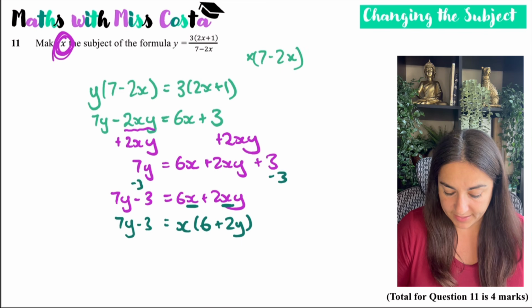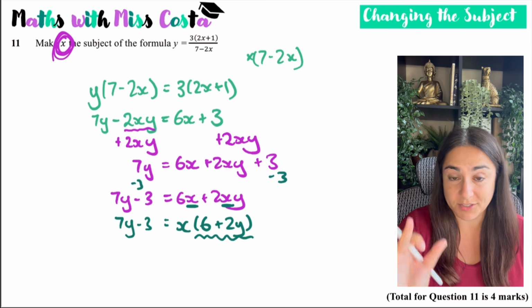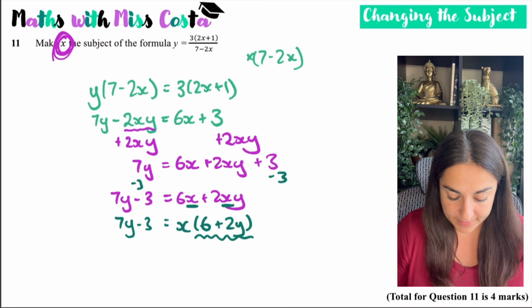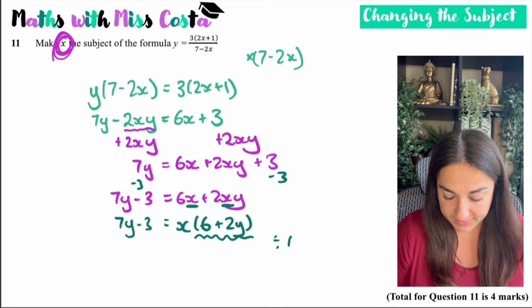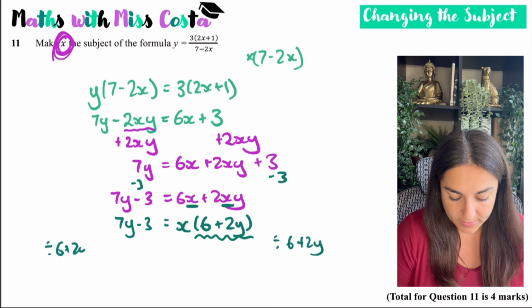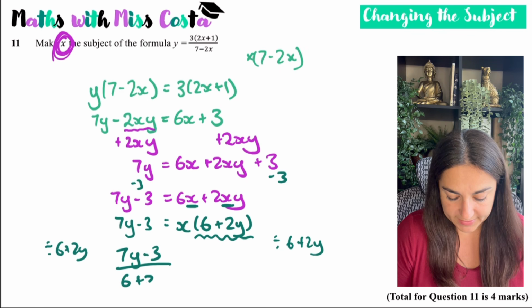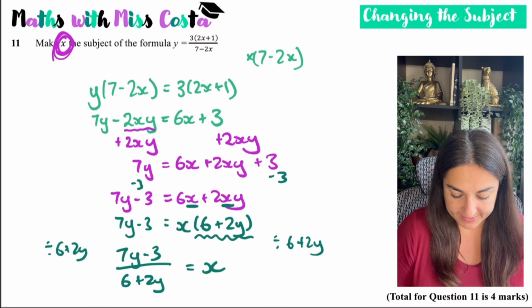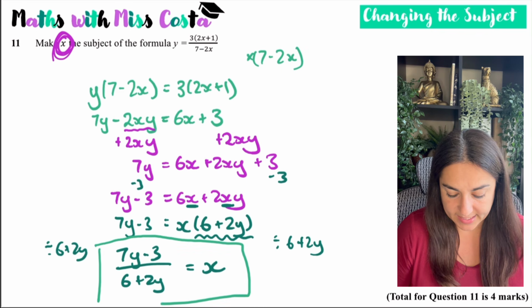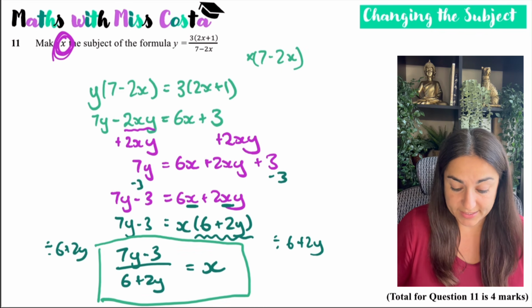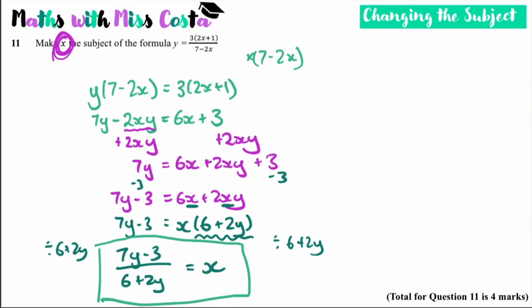So now I've got it like this. I've got this bit here, which can count as one term because it's in brackets. So I can just divide both sides by what's inside the bracket. And then I'm left with 7y minus 3 over 6 plus 2y equals x. So I've made x the subject, and that is how you'd do a slightly tricky one like that.